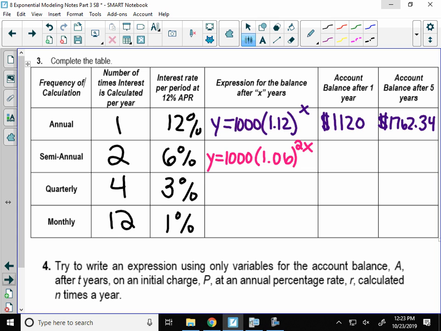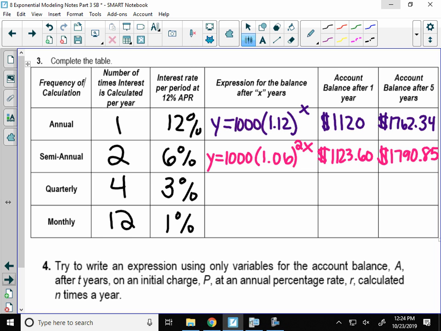Right? Now, just like up above, we already found this balance for after 5 years. And we said that that was $1,790.85. Can you figure out the balance after 1 year if we charged interest twice a year? I think I have a mistake because I have 360. Yeah, that's not right. Oh, okay. You're right. You're good. Okay, what do you guys get for 1 year? Yep, $1,123.60.